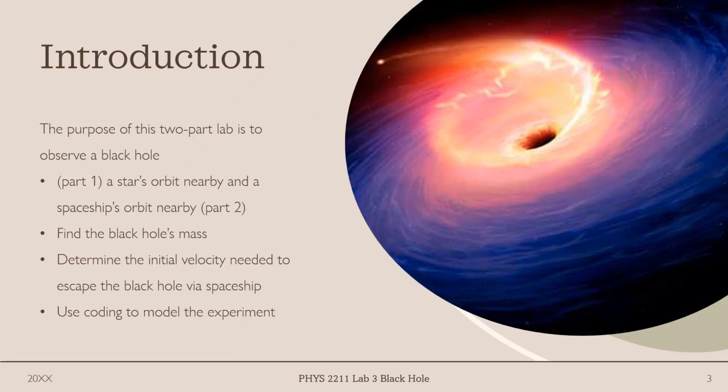In the first, we'll observe a star's orbit nearby the black hole, and we'll use formulas to find the black hole's mass. Then we'll use that mass for part 2, in which we'll observe a spaceship's orbit nearby, and we'll use all of this to determine the initial velocity needed to escape the black hole using the spaceship. And I'll show you all of this using GlowScript coding.